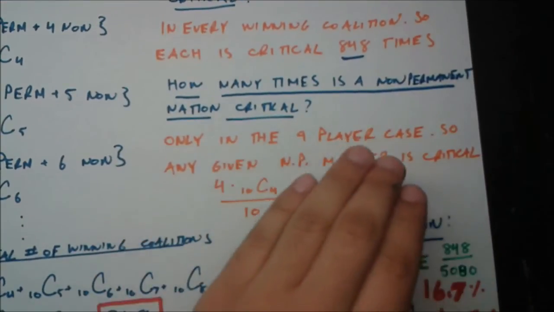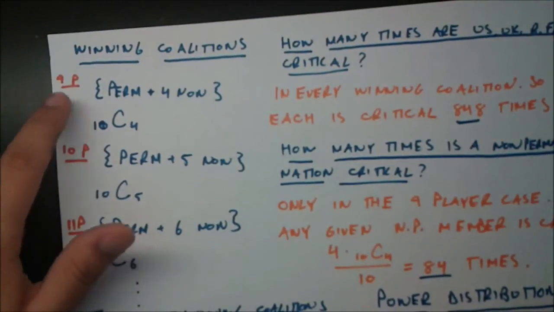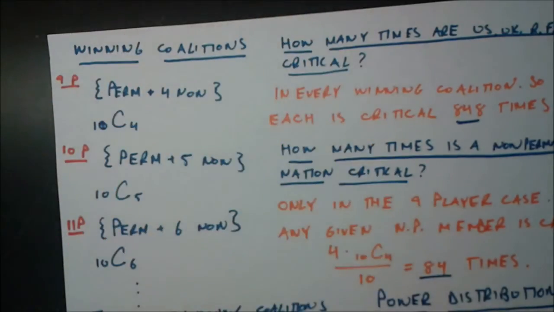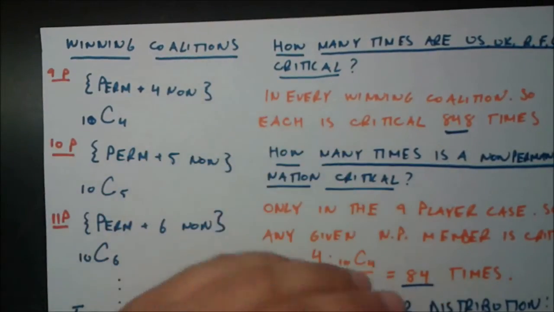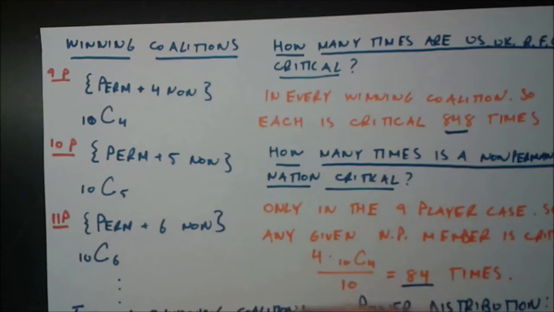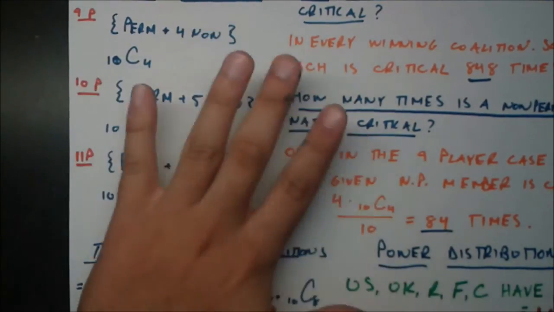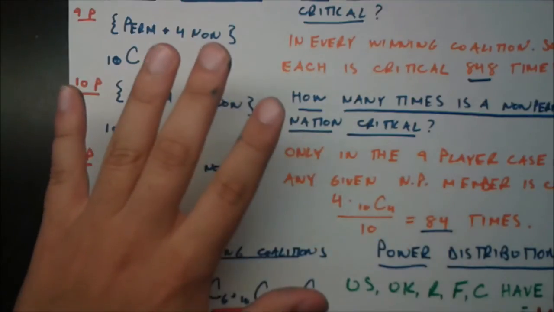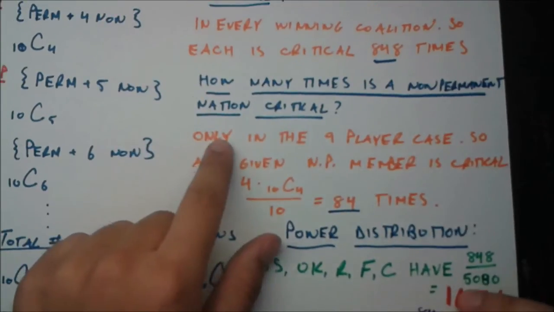Now, how many times is a non-permanent nation critical? It turns out that it's only in the 9-player case, where you have the 5 permanent nations plus 4 non-permanent nations. In that case, if you take out any of the non-permanent nations, it becomes a non-winning coalition because you need at least 4. But in the 10-player case, where you have 5 permanent nations and 5 non-permanent nations, if you take out any non-permanent nation, it's still a winning coalition because you have 5 permanent nations and 4 non-permanent nations. So they're only critical in the 9-player case.